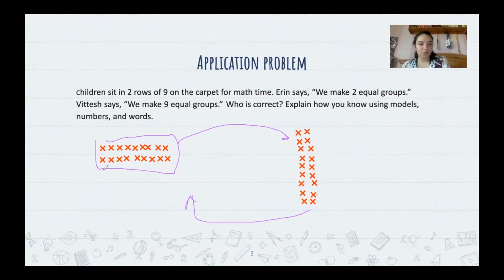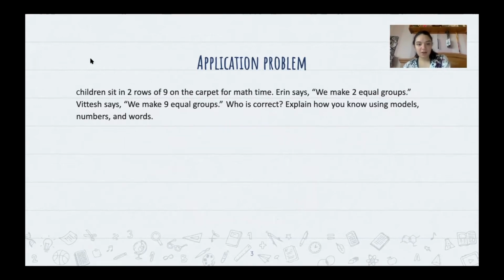And so let's look at the multiplication problems for this. This would be 2 groups times 9 in each group. And this would be 9 groups times 2 in each group. So they're the same. They both have equal groups. They are the same multiplication problem, just reversed, and they both have a total of 18. So either pattern would be correct. You could sit students in that pattern and it would work. So both Aaron and Vitesh are correct.